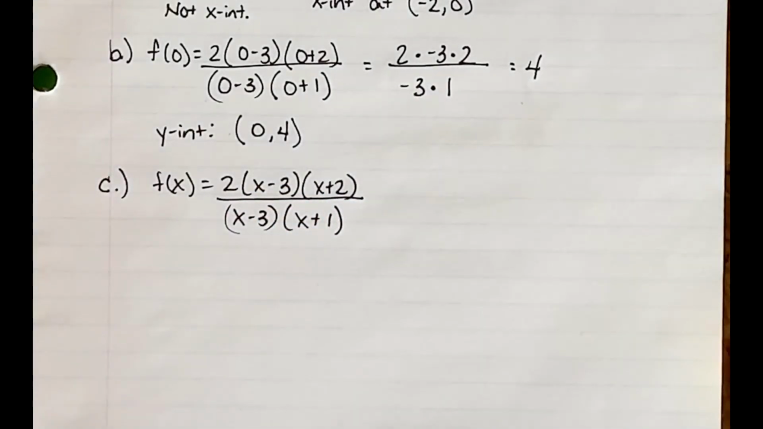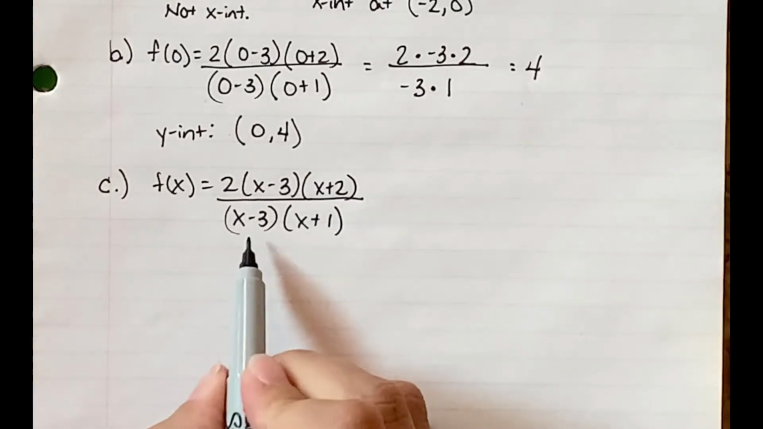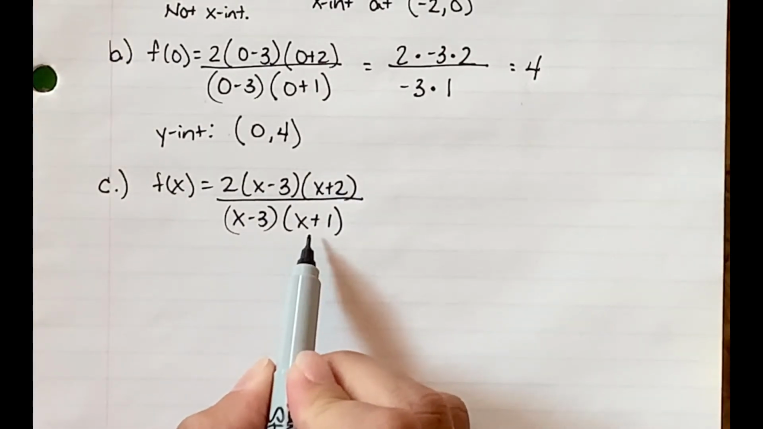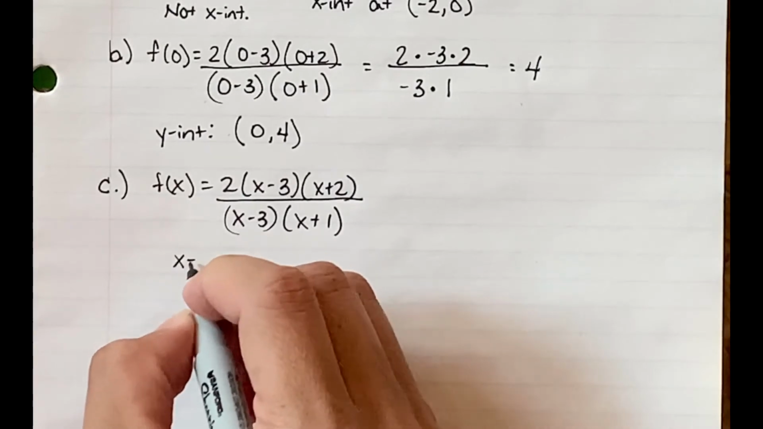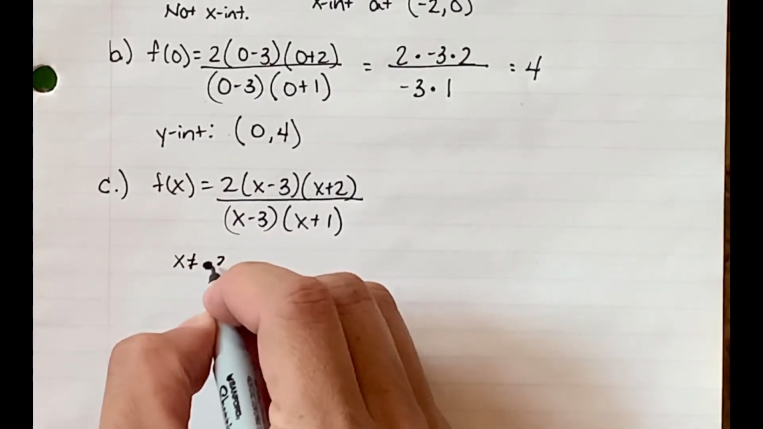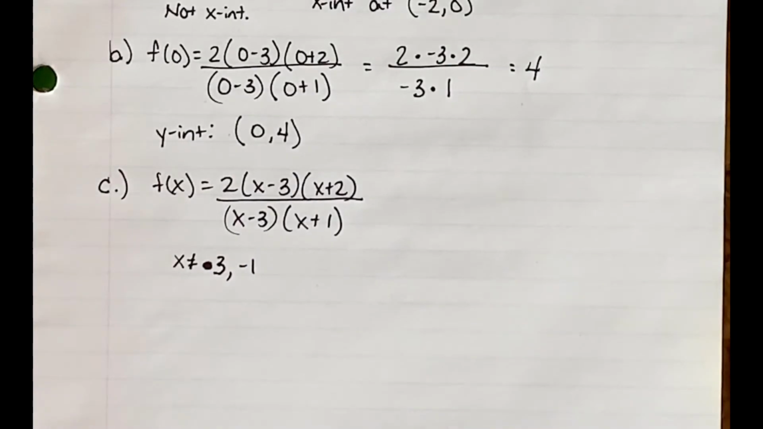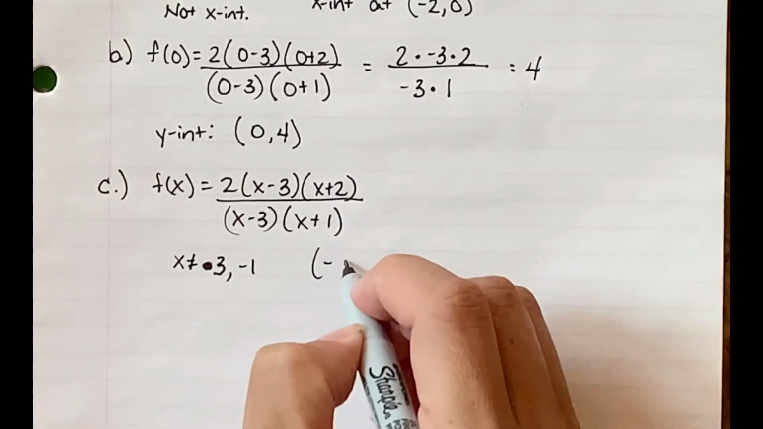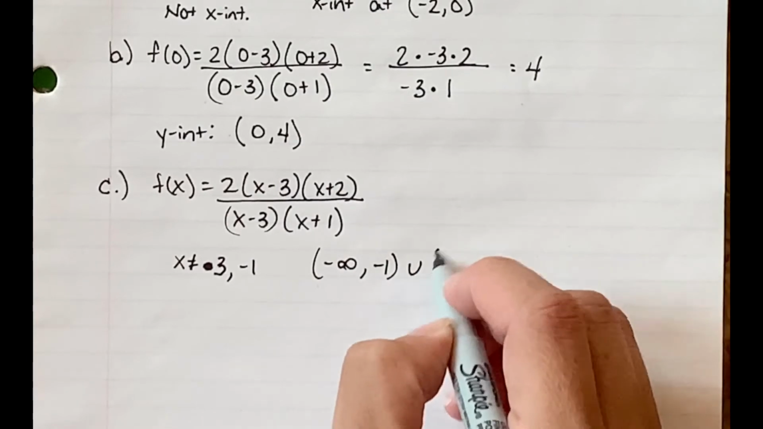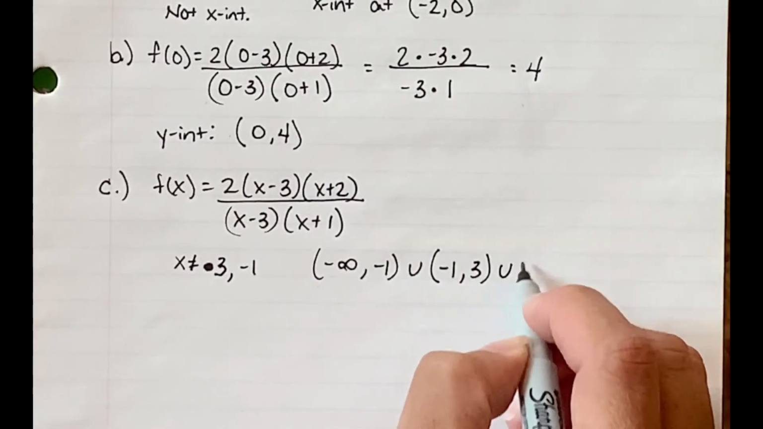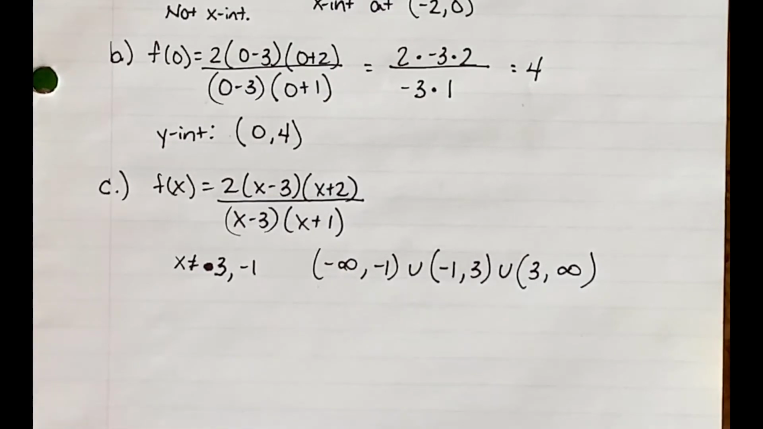You'll notice that we have a rational function here, so we need to be concerned about where the denominator would be equal to 0. And the denominator is going to equal 0 at x equals 3 and x equals negative 1. So we have two values, positive 3 and negative 1, that are not going to work for this function. If you were going to write your domain in interval notation, you would go negative infinity to negative 1, union, negative 1 to 3, union, 3 to infinity. So you're going to have two holes in your function.